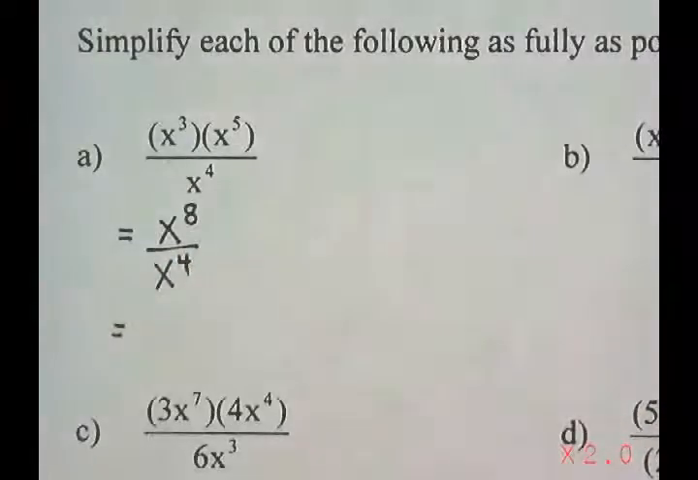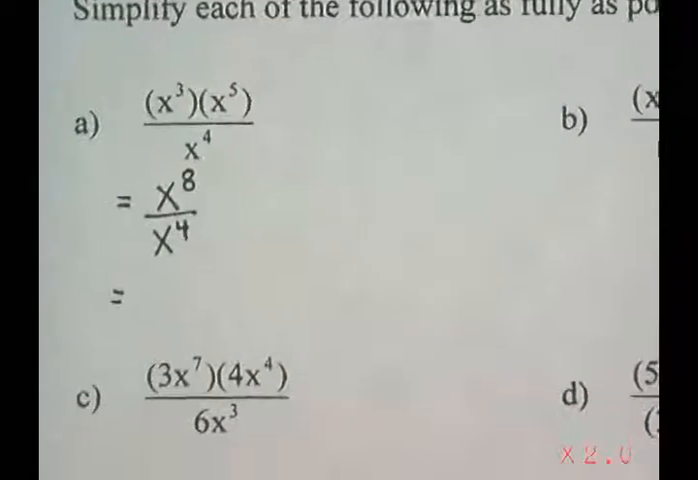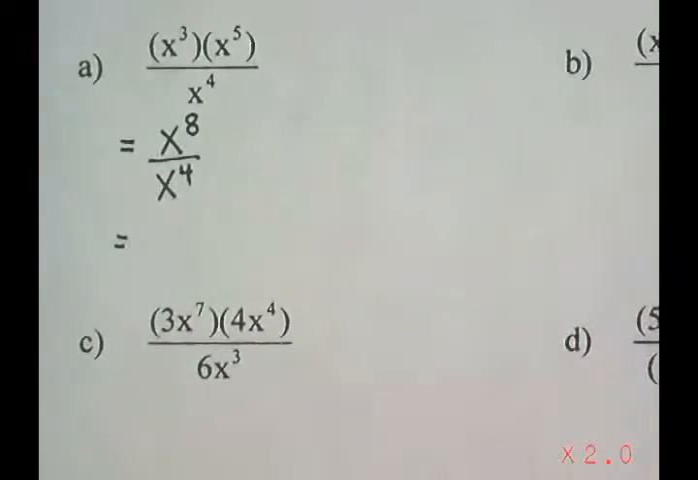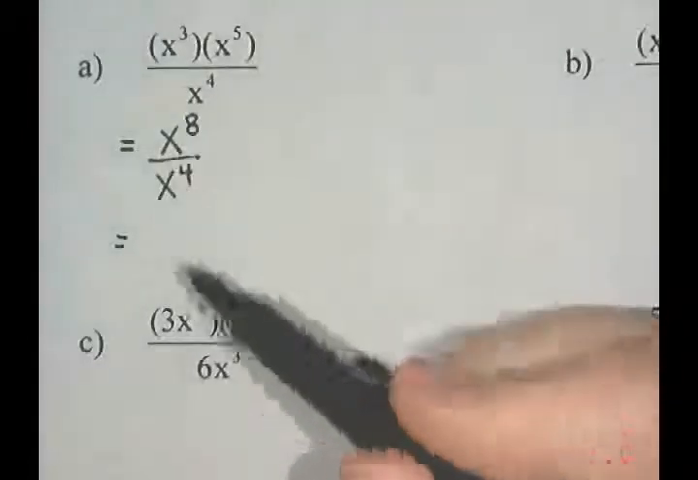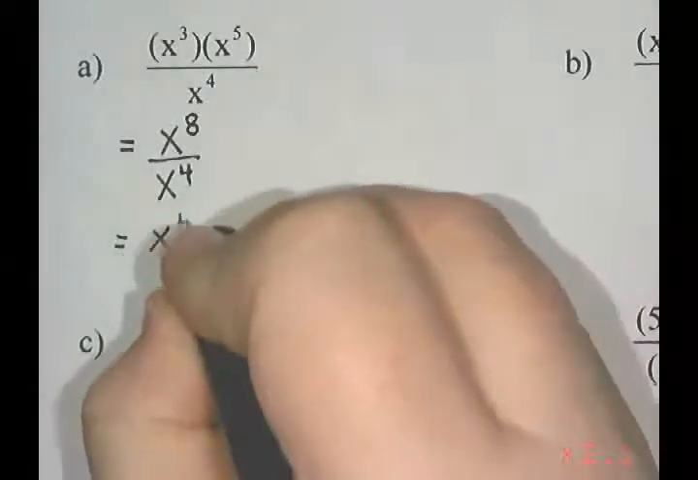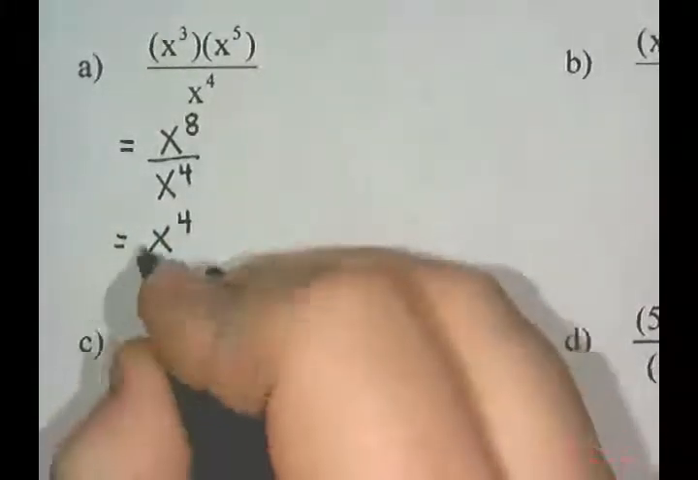And on the next step, I'm actually going to do the division. So x to the 8 divided by x to the 4. The rule we learned for that is that if the bases are the same, which they are, we subtract the exponents. So 8 take away 4 is going to give me 4. So my final answer here will be x to the power of 4.